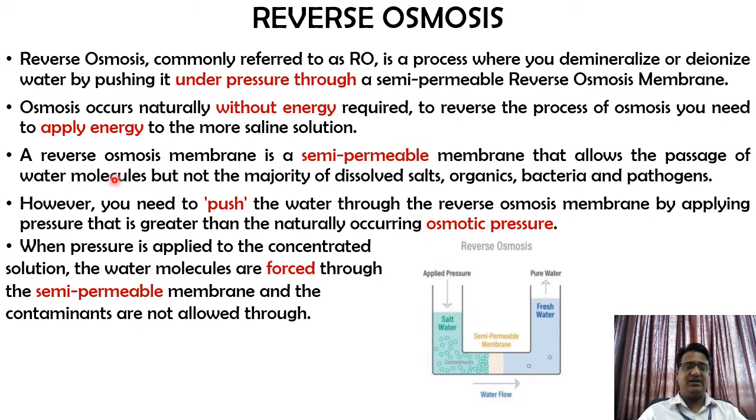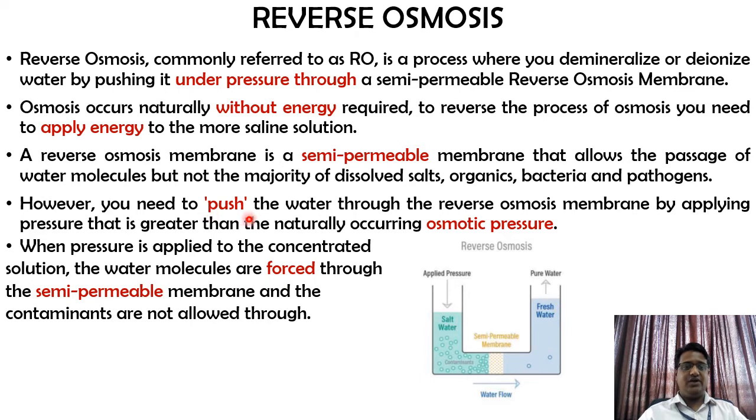A reverse osmosis membrane is a semi-permeable membrane that allows the passage of water molecules but not the majority of dissolved solids, organics, bacteria and pathogens. That is, if the dissolved salts, organics, bacteria and pathogens have a larger size than the pores of the semi-permeable membrane being used, then those things will not be allowed to pass through. Basically, this is how reverse osmosis works.